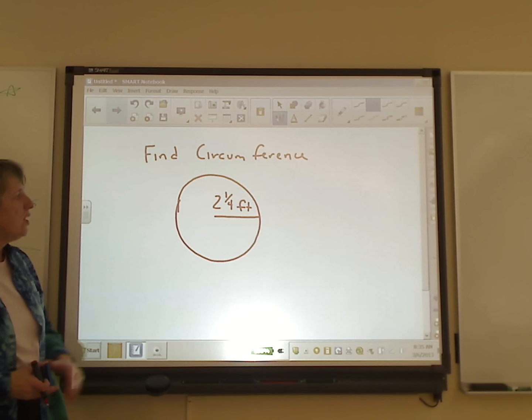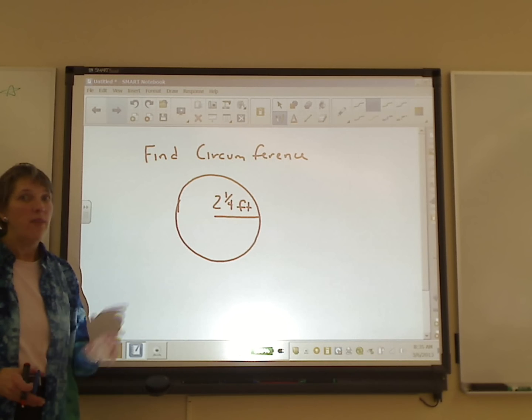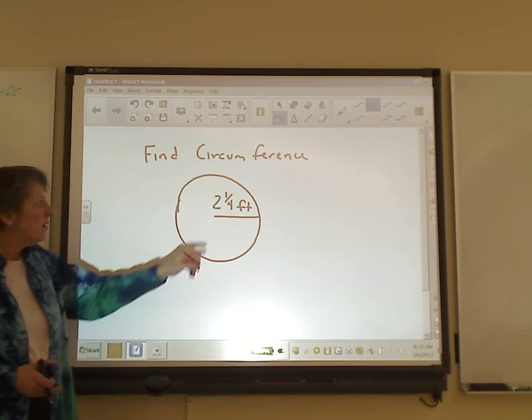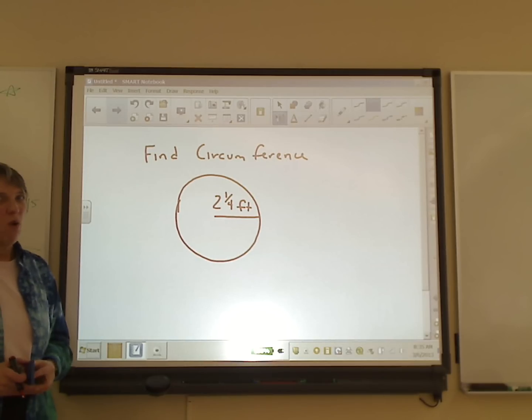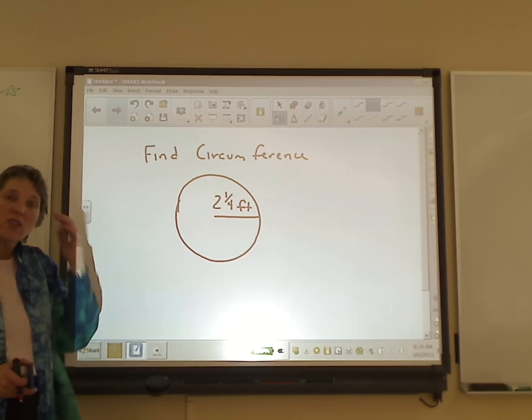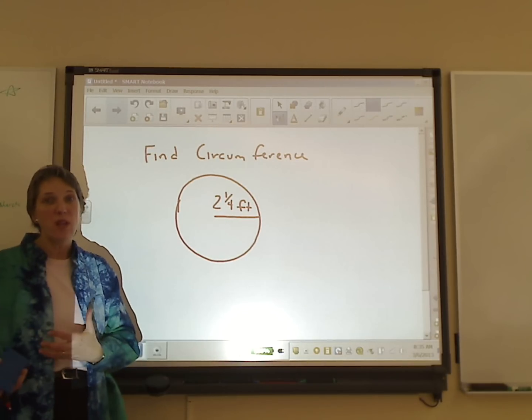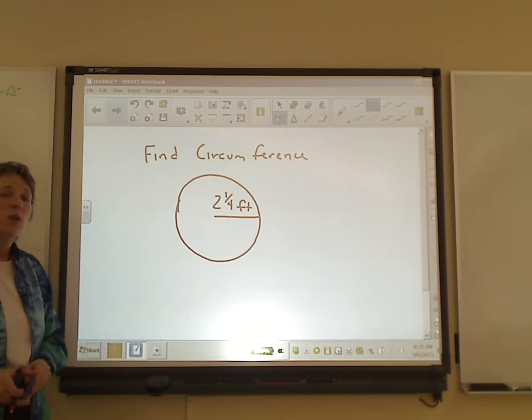Find the circumference here. This is what? That's a radius. And you have to change that 1/4. That's why we were doing fractions. You have to know how to change 1/4 to a decimal. Stop the video, do the problem, let's see how you do.